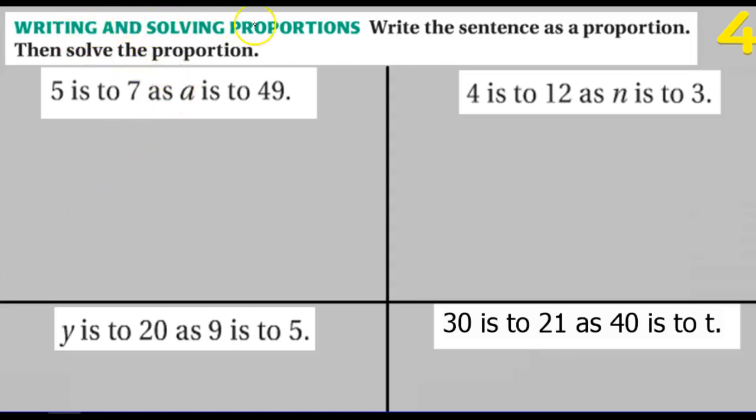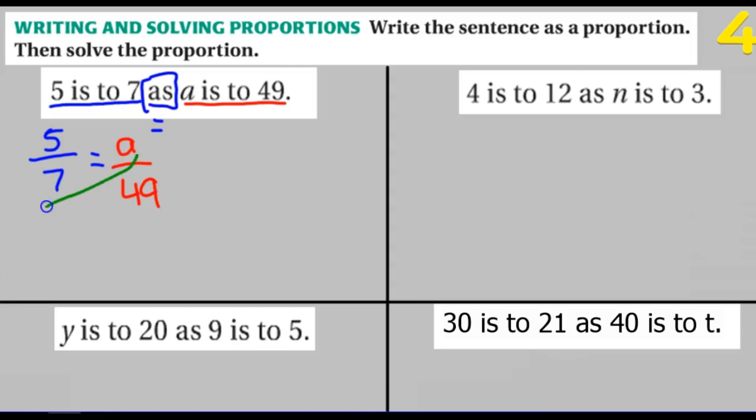Alright, now here it says writing and solving proportions. It says write the sentence as a proportion, then solve the proportion. So the first one says 5 is to 7 as A is to 49. If we see 5 is to 7, what that tells me is I have 5 over 7. This word "as" here means equals. So we have to put an equal sign. And then A is to 49 would be A over 49.